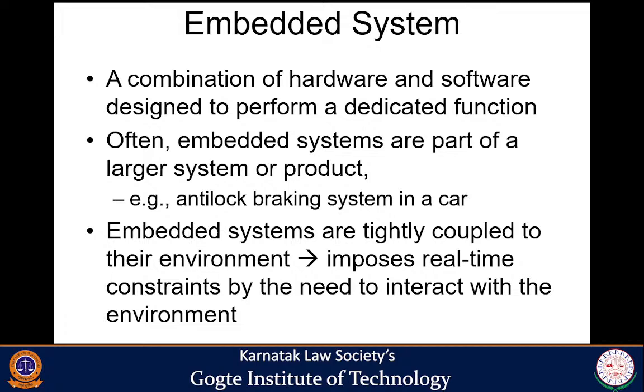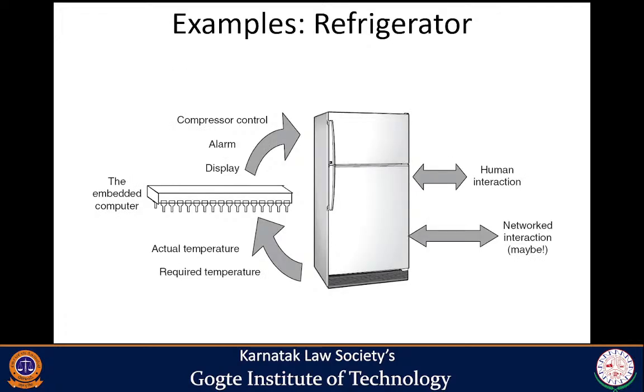Embedded systems are again tightly coupled to the environment. That means that they impose real-time constraints or real-time requirements for the task to complete. Now, if we take various examples, a simple example is a refrigerator. There are various things going on. In a refrigerator, you have a compressor control, an alarm, and a display. Then you get to see the actual temperature, and you set the required temperature. All of these things are taken care of by just a single chip present in the refrigerator, which is your embedded computer.